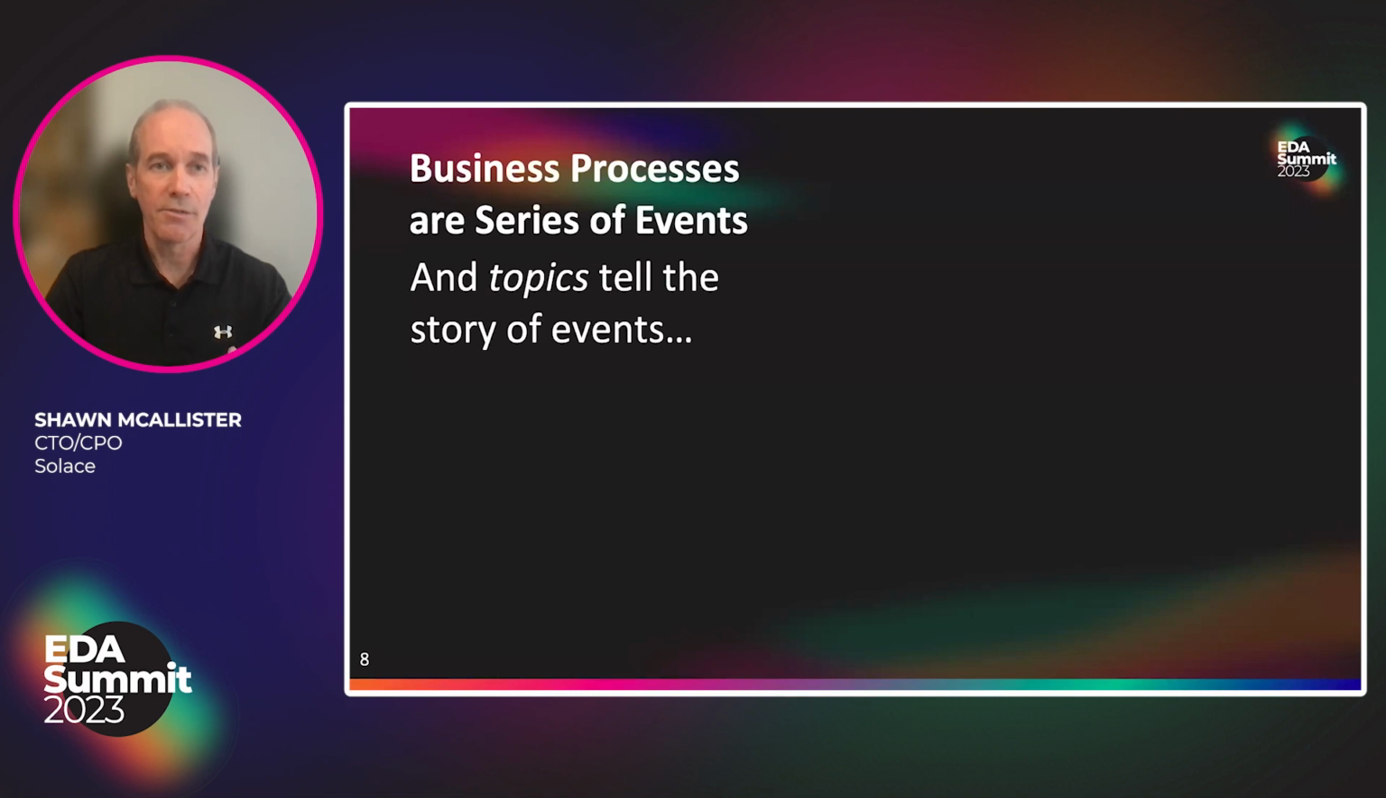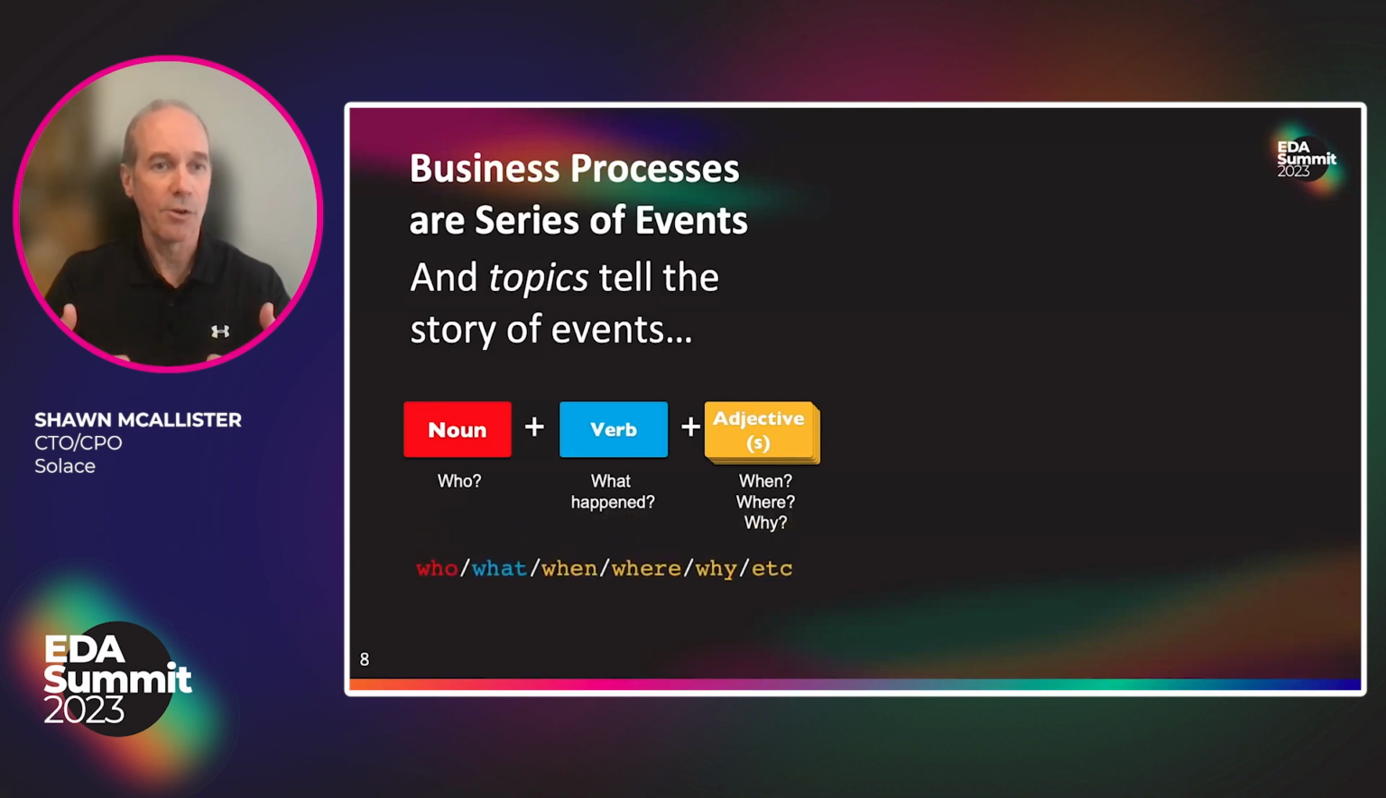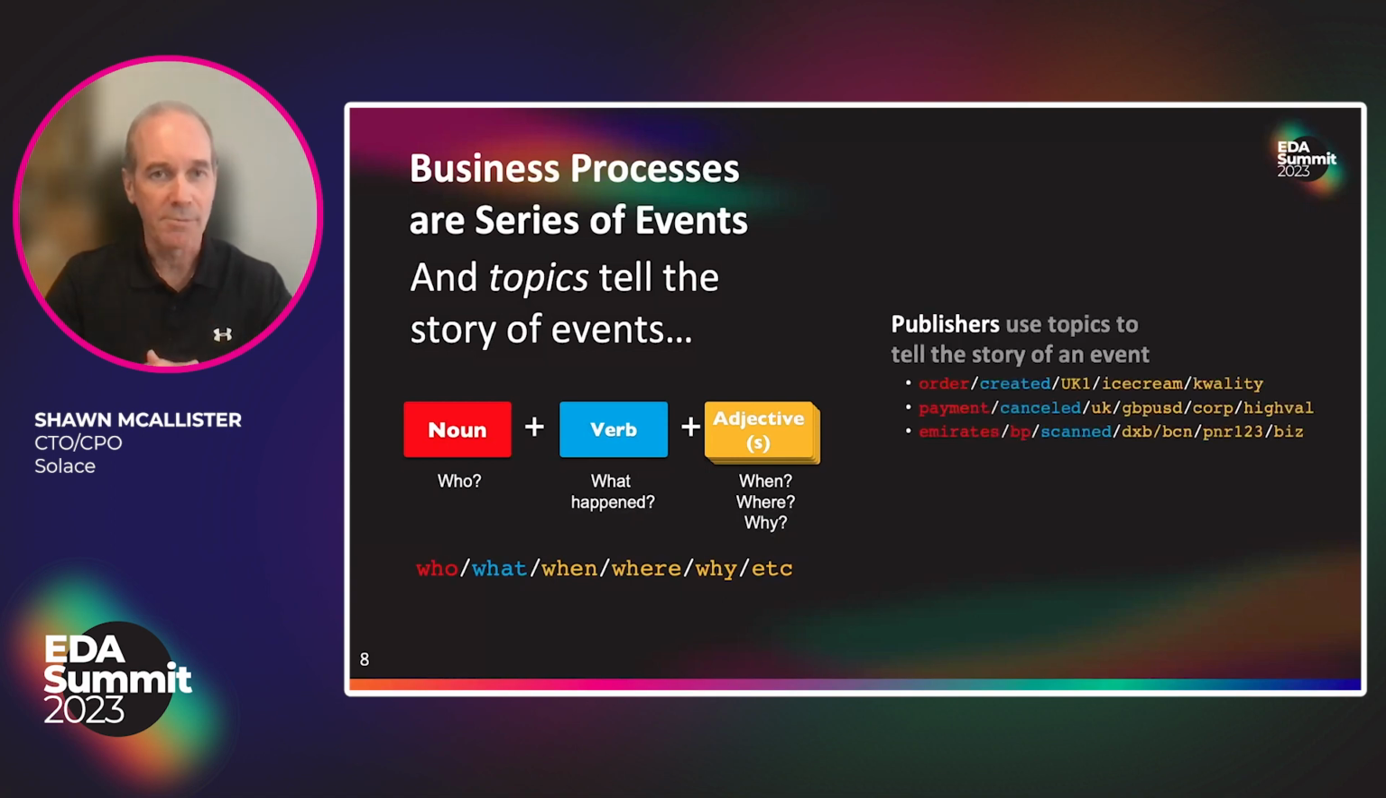The alternative in discrete event routed brokers is to use a paradigm where we advocate, for example, using a taxonomy with your topics that have a noun, a verb, and an adjective or metadata. So you say, what is the object that's changed? What has happened? And give me some information about it. So what do I mean by that?